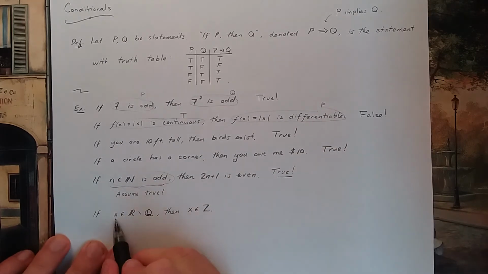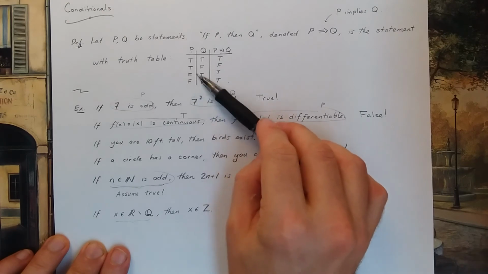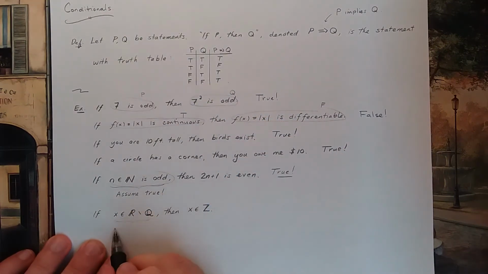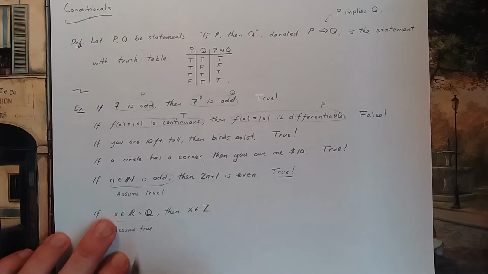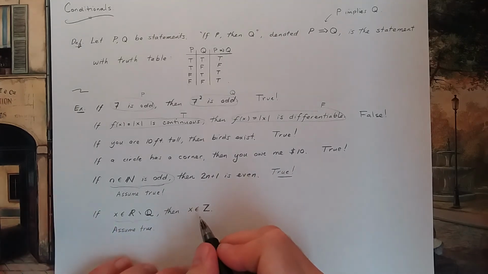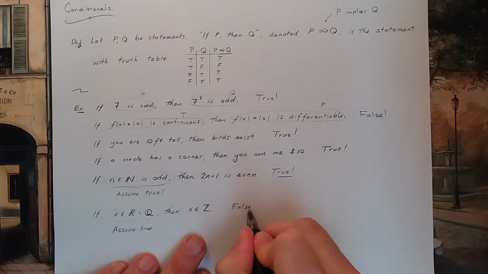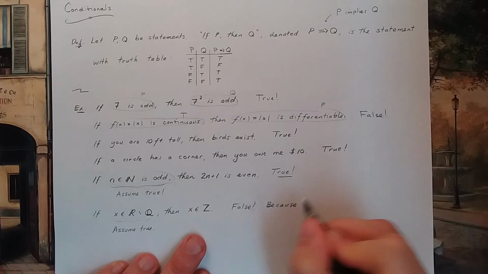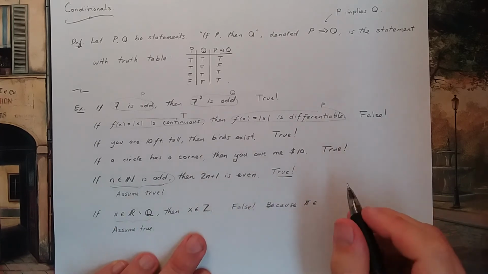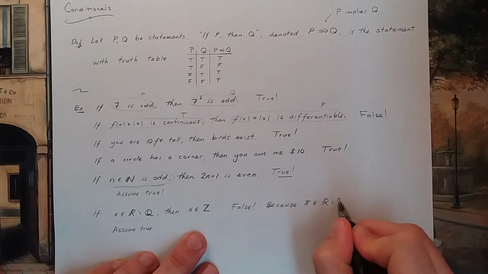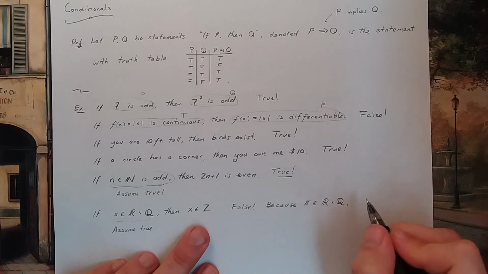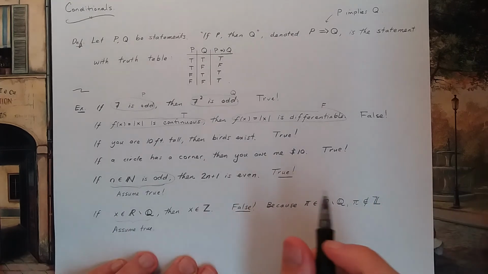So again, this here is an open statement. It depends on what x is. But because we're doing a conditional, I don't have to worry about the situation when it's false. Therefore, I assume that this is true. So I can assume I have a real number that's not a rational number. It's not true that that condition implies I have an integer. This is false. This is because pi is a possible candidate for x. So pi is a real number that's not a fraction, and pi is not in Z. So this is a false statement.